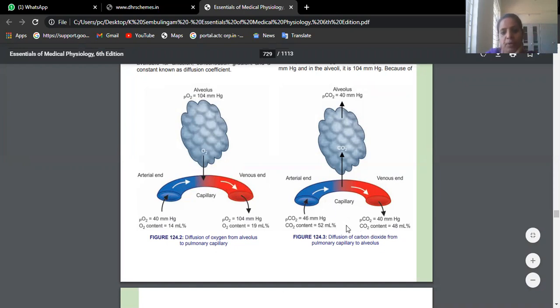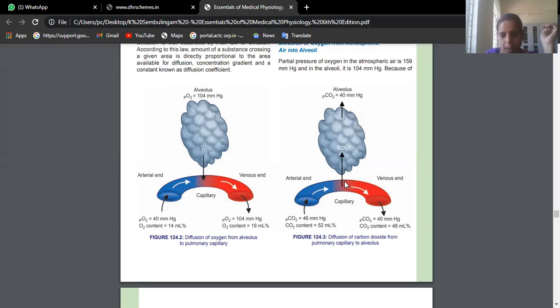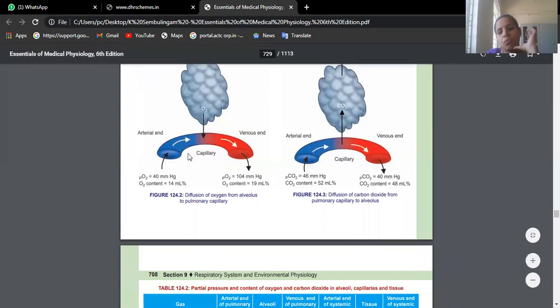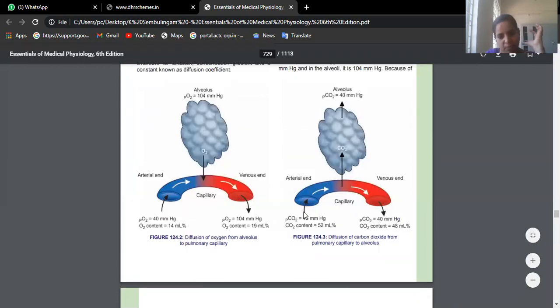Now coming to diffusion of carbon dioxide. I told you it is in the reverse direction. In the capillary, the partial pressure of carbon dioxide is 46, whereas in the alveolus it is only 40. So where is the pressure more? In the arterial end. So the carbon dioxide will, with the help of diffusion, move from the capillary into the alveolus for the purpose of expiration. Again, always blindly remember, this reading and this reading will be similar. So this is what is taking place in the pulmonary veins.